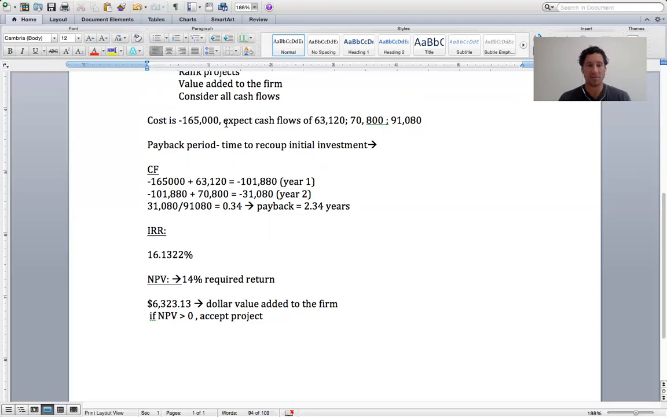That's what it solves. So IRR, what is it doing? Well, it's figuring out what rate makes the NPV equal to 0.